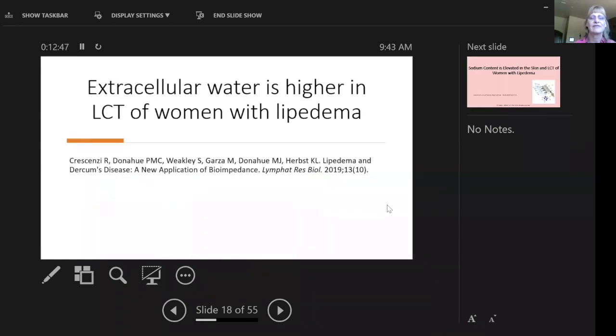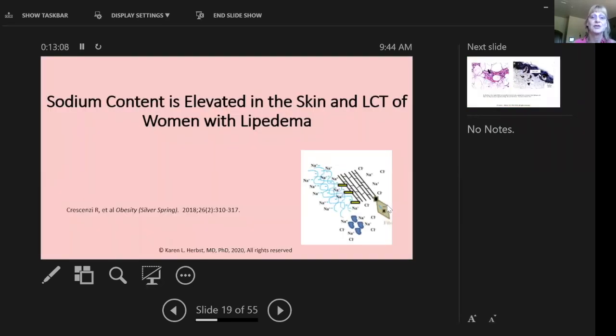The proof that we have for this came from Shelley Krasinski at Vanderbilt University and her group, and she showed that extracellular water was higher in the loose connective tissue of women with lipedema compared to women that did not have lipedema. And these were women who were matched for age and body mass index. Shelley has also shown that the sodium content is elevated in the skin and loose connective tissue of women with lipedema. And we think that sodium is bound up to glycosaminoglycans.